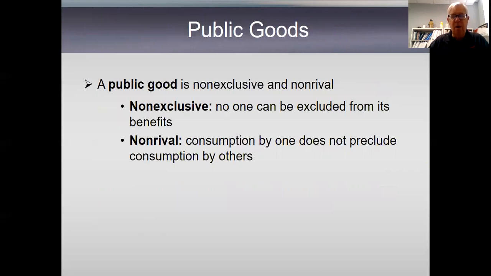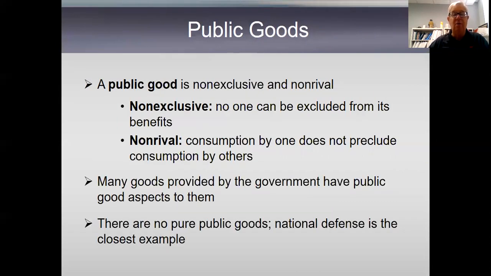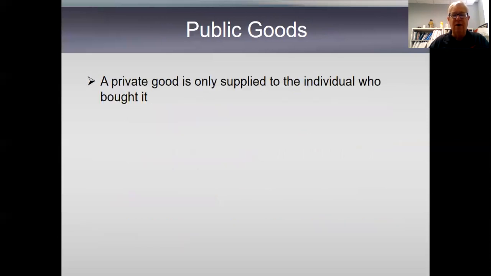All right, let's change gears. Now we're going to talk about a public good. A public good is one that is used by the entire community. It's often provided by the public. It has to have two characteristics. First, it is non-exclusive, which means no one can be excluded from its benefits. And secondly, it's non-rival. Consumption of this good by one does not preclude consumption by others. Now, keep in mind, there's really no such thing as a pure public good. Here in our country, our national defense budget may be the closest example that we can identify.